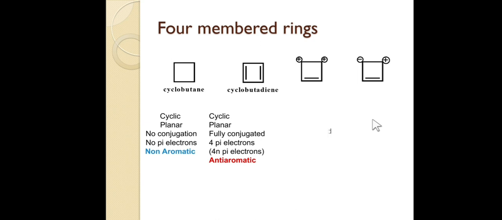The third example is asked in the CSIR NET examination. It is cyclic, planar, fully conjugated, having 2 pi electrons, that is it is obeying the 4n plus 2 pi electron rule, therefore it is aromatic. Okay, the third compound is aromatic because it has only 2 pi electrons, that is it is obeying the 4n plus 2 pi electron rule.